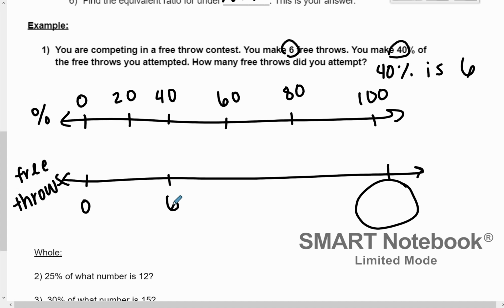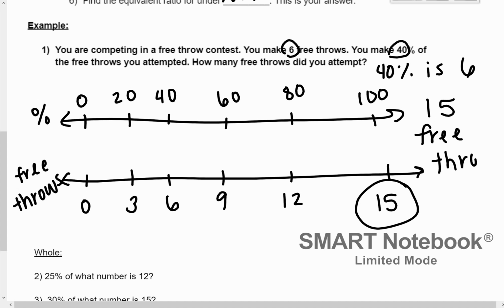And if 40% is 6, what would 20% be? Half of that would be 3, because half of 6 is 3. So now we're going to notice we're counting by 3s on the bottom. So we could do 20 times 3 to get 60, 3 times 3 to get 9, or you could just be counting by 3s on the bottom. You would get 15 to be what that 100% is. So our answer would be 15 free throws. And don't forget to add on that label when it is a word problem.